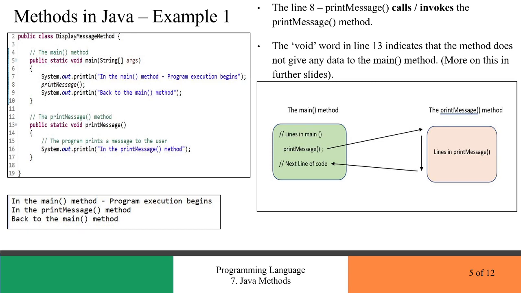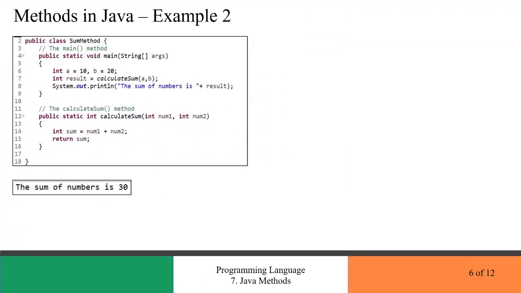Now let us look at another example of methods in Java. If we look at the code here, we have a class with the name SumMethod, and there are two methods, namely the main, which runs from lines 4 to 9, and another calculateSum, which runs from lines 12 to 16. As we all know, the main is the entry point of the program, and thus program execution begins from the main method. And as a part of line 6, we are creating two integer variables, namely a and b, that have the values 10 and 20.